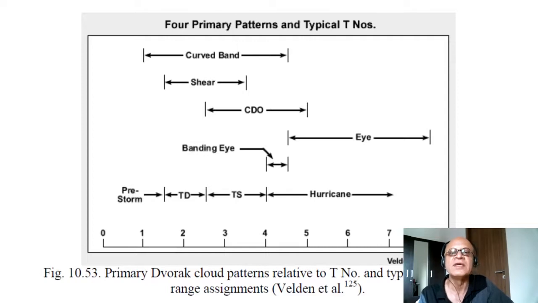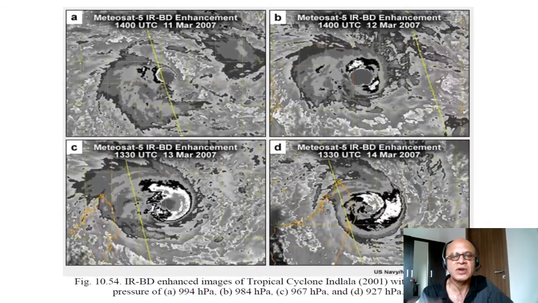Okay, so four primary patterns and typical T numbers for the range here of curved band, shear, CDO, banding eye, and the pre-storm, tropical depression, tropical storm, and hurricane. So this is the various information that goes into tropical intensity range estimates.